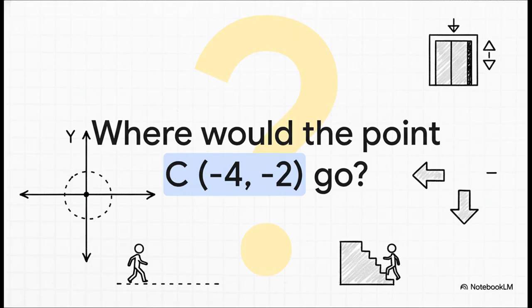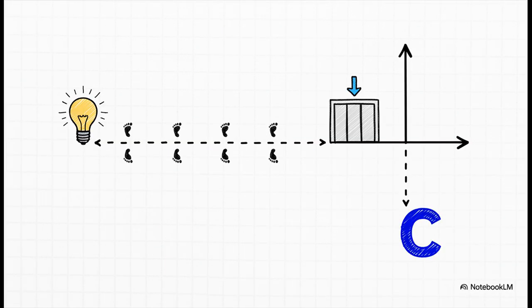Let's try another one. Let's find point C, and its address is -4, -2. Take a look at those numbers. They're both negative this time. So that first number, -4, does that mean we go left or right? And the second number, -2, are we going to go up or down? Take a second and think about where you'd put it. All right, ready to check your answer?